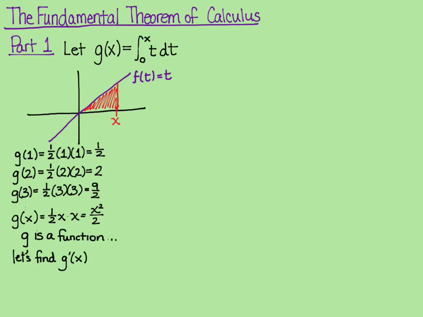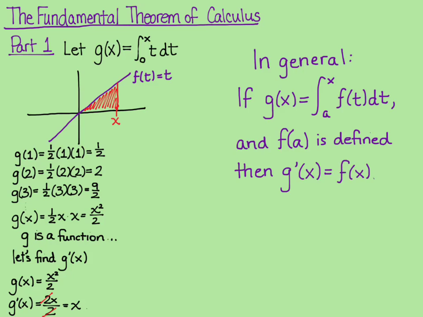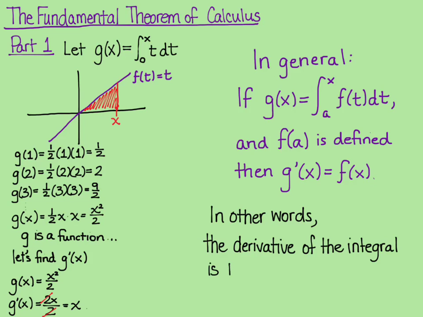Let's try to find the derivative of this function. So g of x, we said, was x squared over 2, and we know that the derivative of this would then be x. Notice that this is actually the function that we started with, f of t equals t. So in general, if g of x is the integral from a to x of f of t dt, and f of a is defined, then g prime of x equals f of x. In other words, the derivative is the actual function, just with x instead of t.